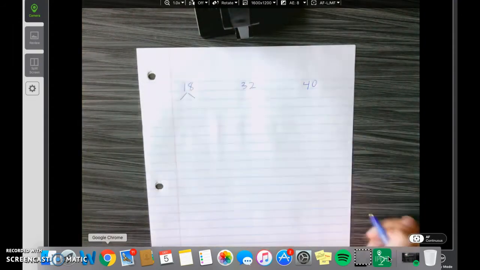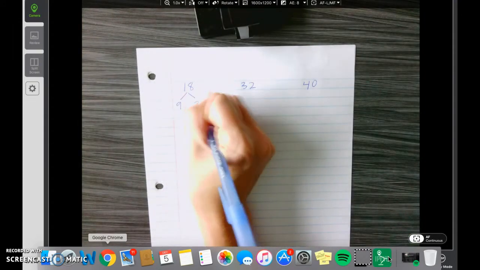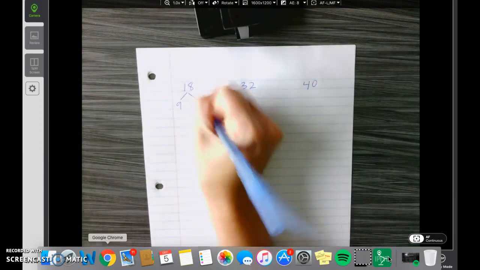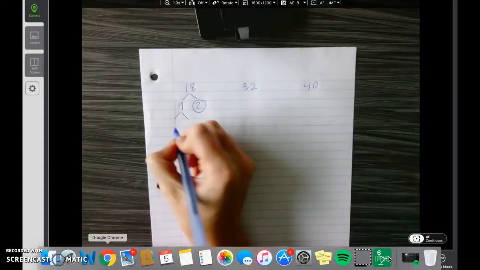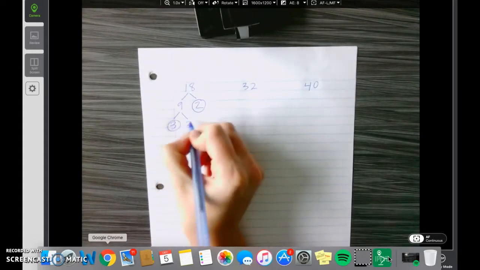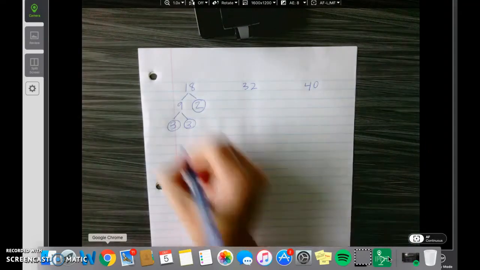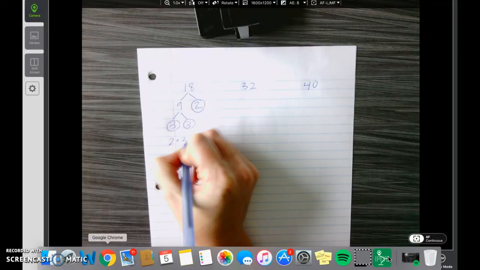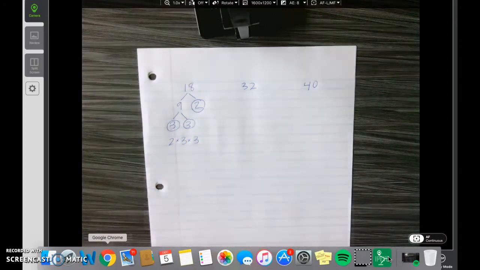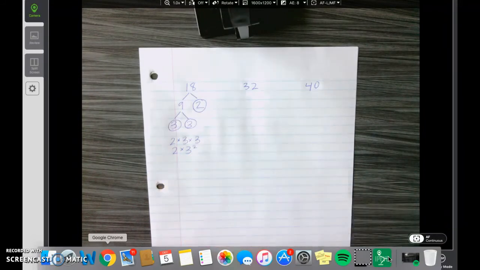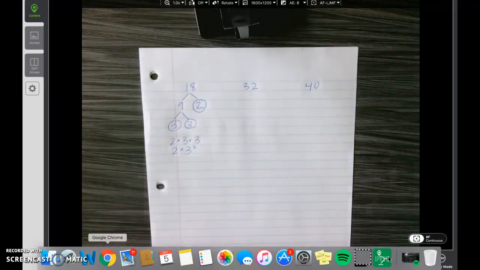So for 18, I know that 9 and 2 make 18. I also know that 3 and 6 make 18 as well. 2 is prime, so I'm going to circle it. 9 is composite, so I'm going to keep going. 3 and 3 make 9, both of which are prime, so I'm going to circle them. So that tree is done. Listing them from least to greatest, I have 2 times 3 times 3. Since 3's are repeated, I can write it as 3 to the power of 2.